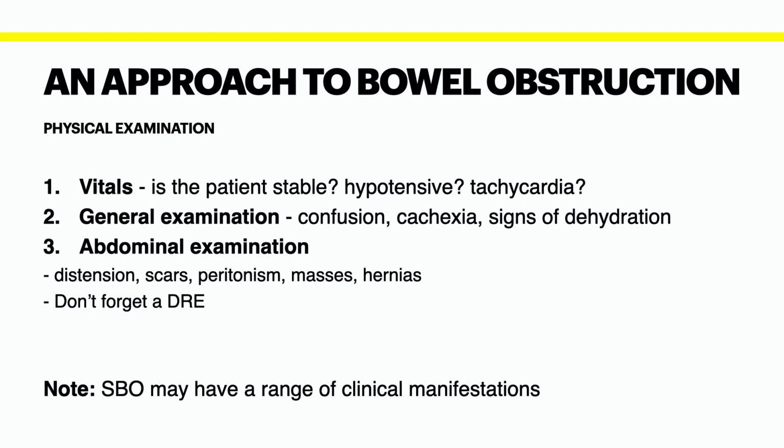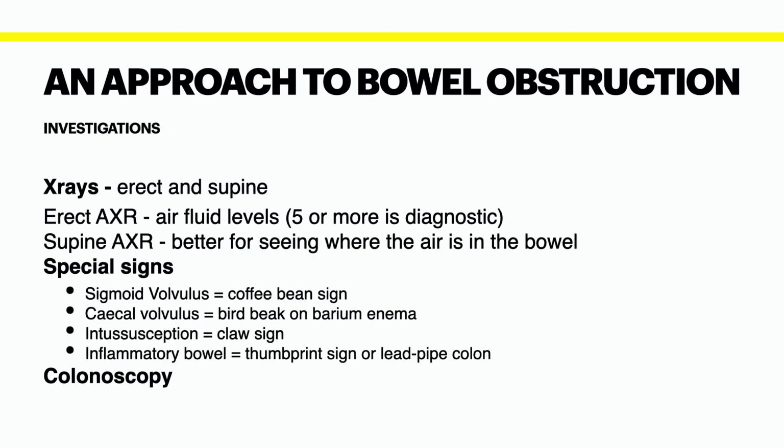It's important to remember that unlike some other conditions in medicine, small bowel obstruction may have a range of clinical manifestations depending on the type and where the obstruction is occurring. So what investigations do you want to do for a patient with bowel obstruction? Well, first we're going to do abdominal x-rays, both erect and supine.